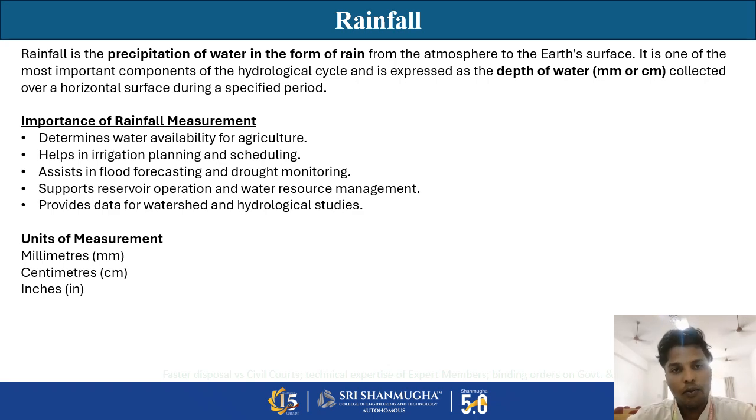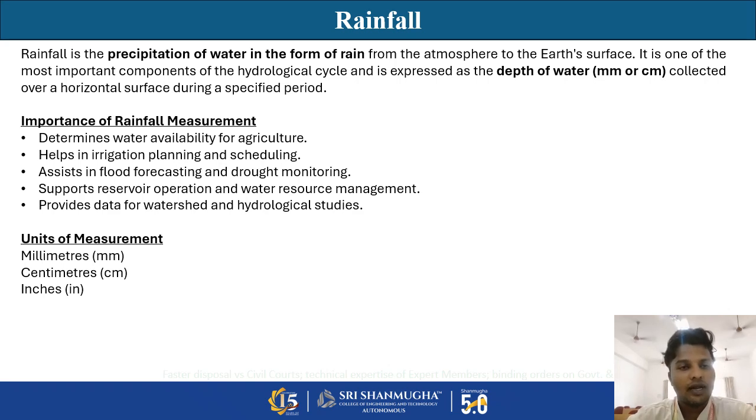It is one of the components of the hydrological cycle. We discussed the hydrological cycle in the previous lecture; you can refer to the previous lecture video. So the unit for rainfall is millimeter or centimeter. That means millimeters of depth of water in the gauge.